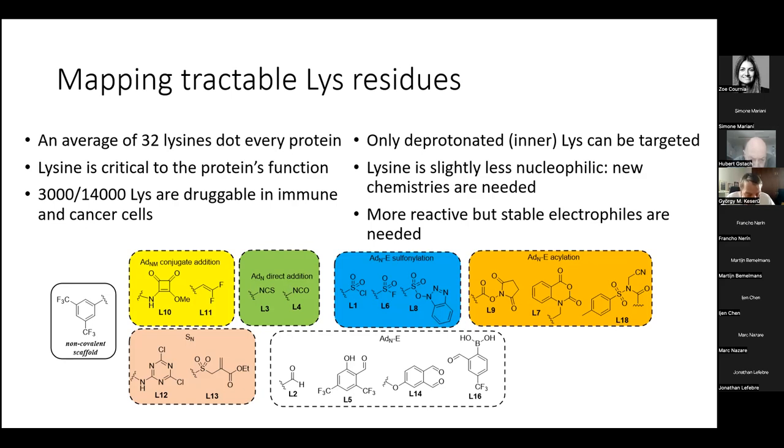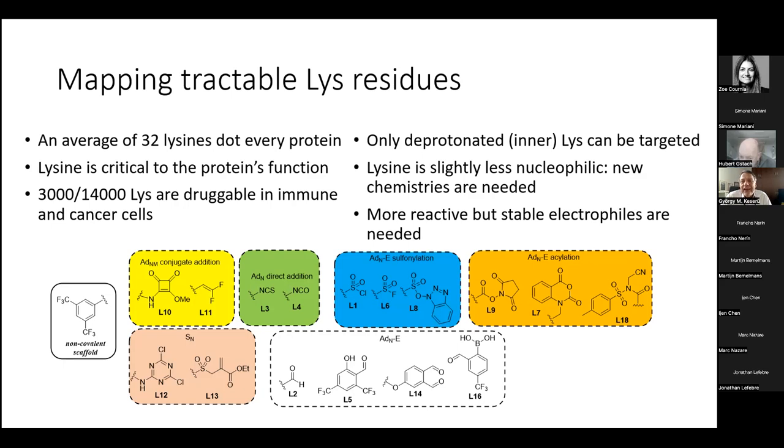So actually, we consider lysines even more suitable targets as compared to cysteines, because cysteine is a very rare residue, especially as compared to the lysines. The good news is that lysines frequently play a critical role in protein functions. And a more recent analysis of tractable lysine residues in the immune and cancer cell proteome identified about 3,000 different lysines that seem to be druggable.